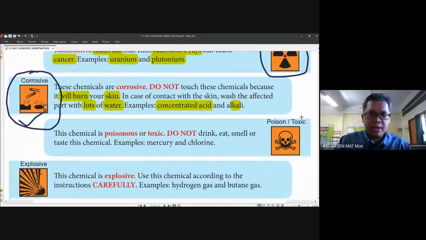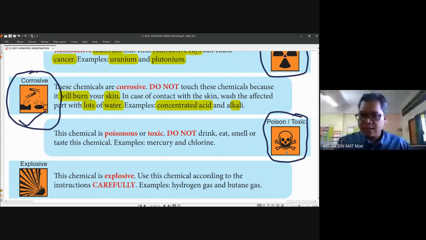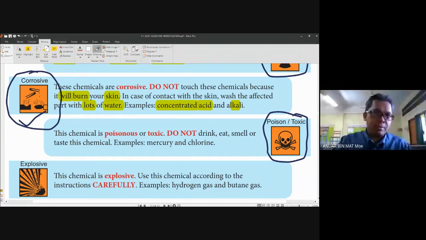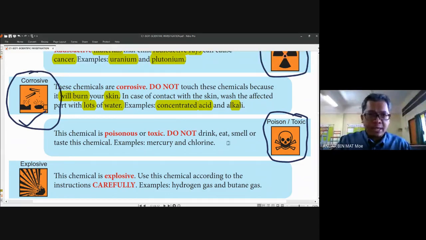Right? So next one is poison or toxic. You can see the skull here, very scary. They use a scary picture with crossbones and a skull, meaning that it is a very dangerous chemical. Why? Because it can make you very sick, or maybe you can die from it if you drink it, eat it, smell it, or taste the chemical. Please do not ingest it, smell it, or taste the chemical, because it is very poisonous and very toxic. If you do that, you may feel very uncomfortable, and if untreated, it will lead to death.